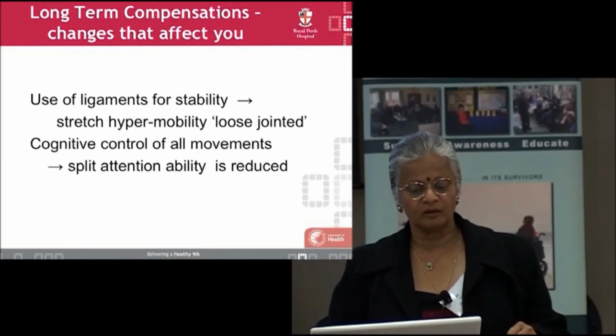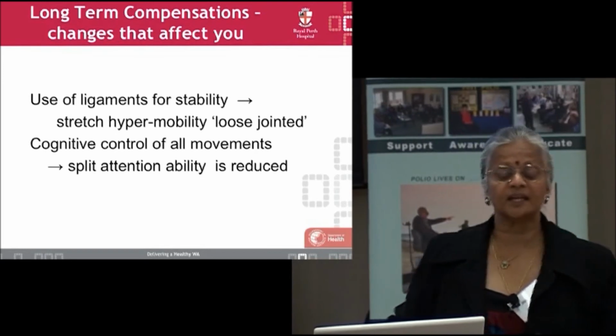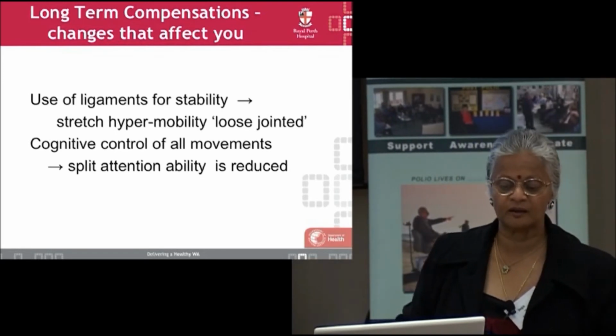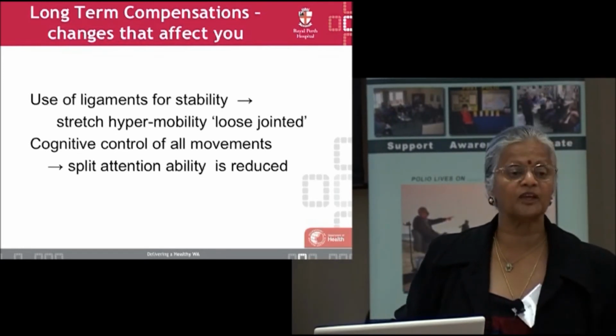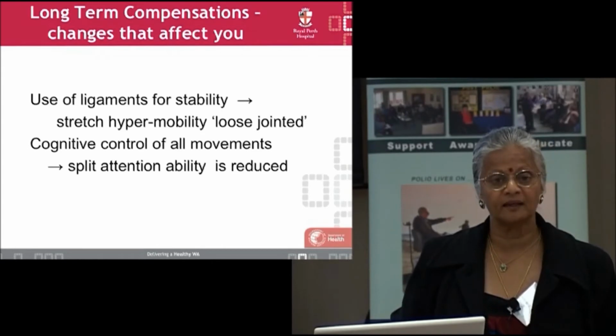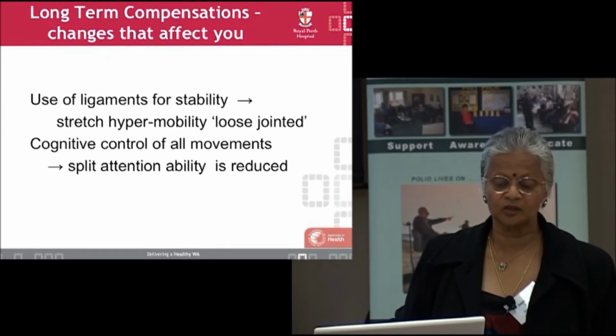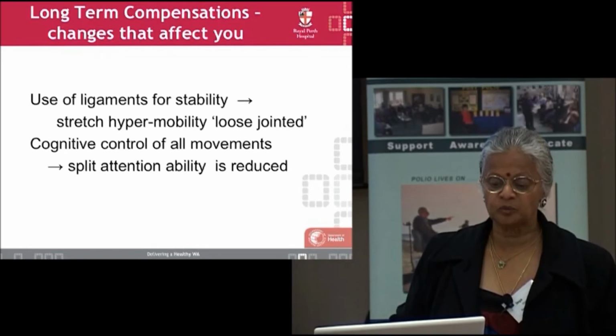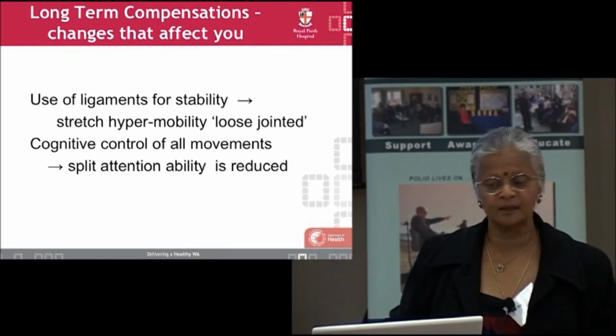So compensating for too many years doesn't do you any good. And the other thing that makes you very tired, as we say in physiotherapy, is once you start to think about every movement you make, you are going to be more tired, because then you're going to walk less. And split attention, we talked about it in falls, okay?